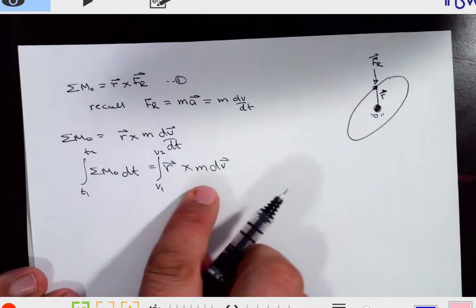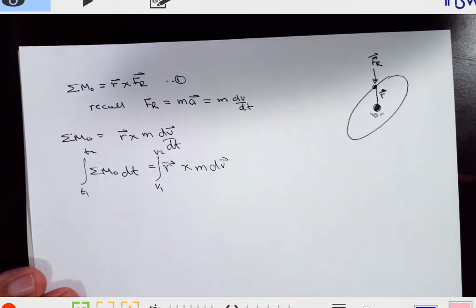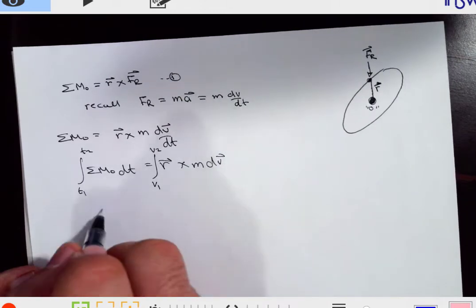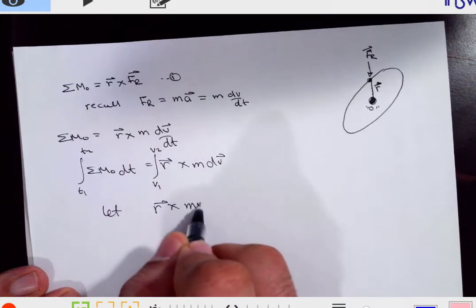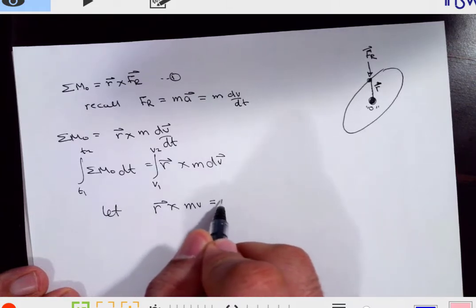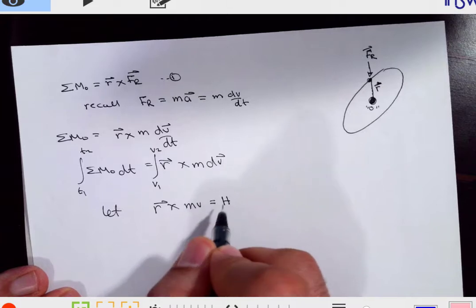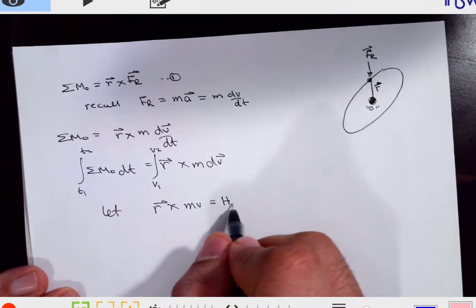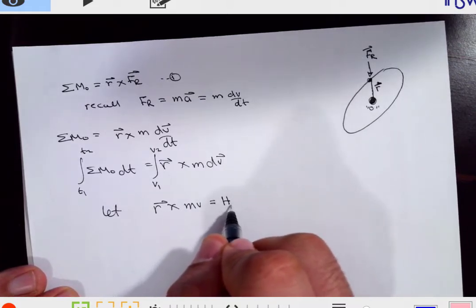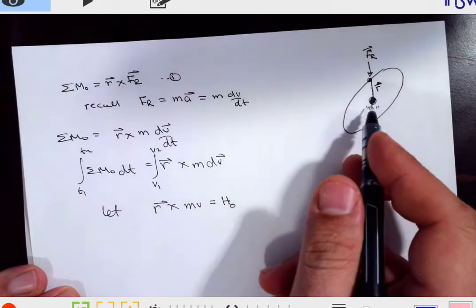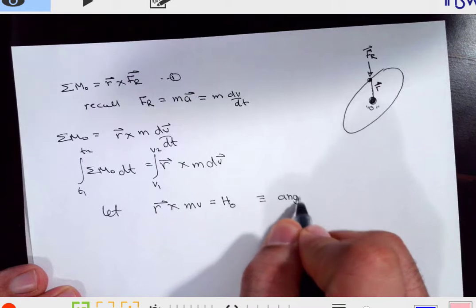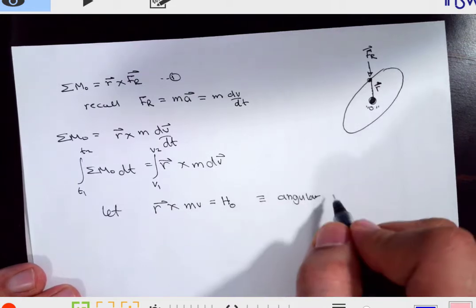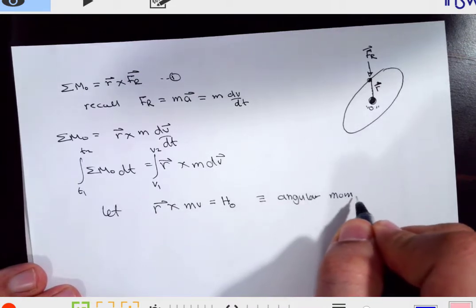But I don't like this form. I'm going to continue with some definition. Let r cross mv be defined as an angular momentum, h. An angular momentum calculated about point O, which is the same point here. So this is called the angular momentum. So this is by definition momentum.